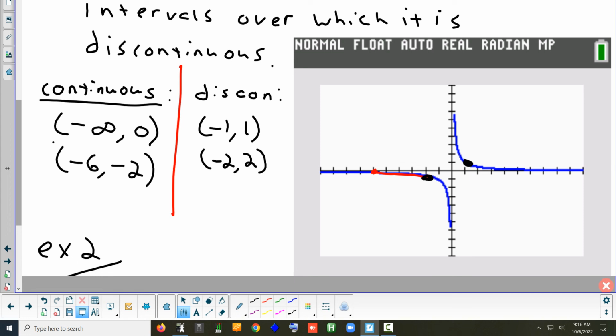Basically, anytime you try to pass through what number, you're going to have to lift your pencil in this problem. Laura? 0. 0 is the problem. If you try to go through the number 0, you're going to have to lift your pencil to do it. If you don't go through the number 0, then you're okay.